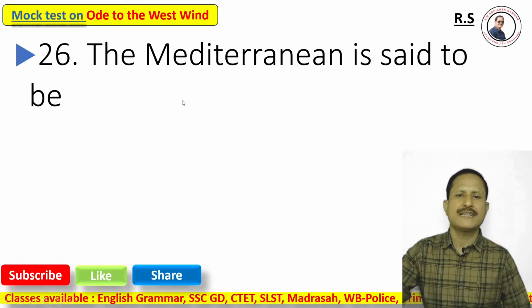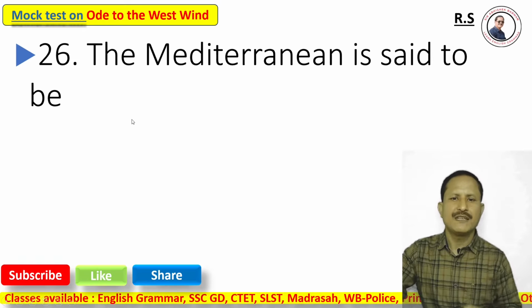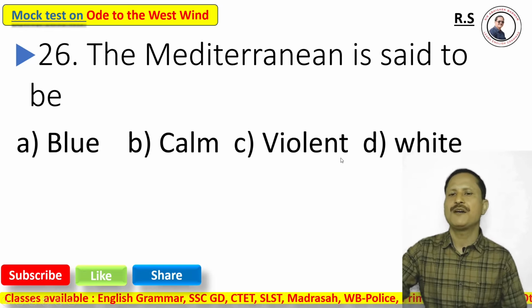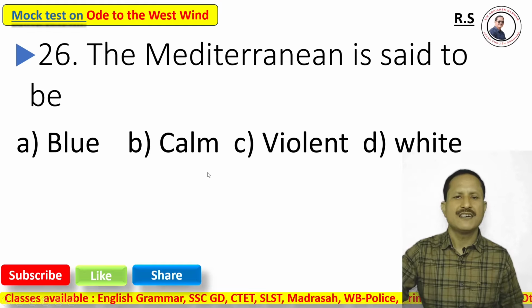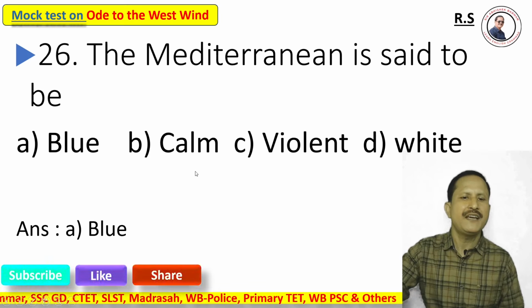Next, question number 26. The Mediterranean Sea is said to be option A, blue. Option B, calm. Option C, violet. Option D, white. Here, the Mediterranean Sea is said to be blue. Option A is the correct answer.